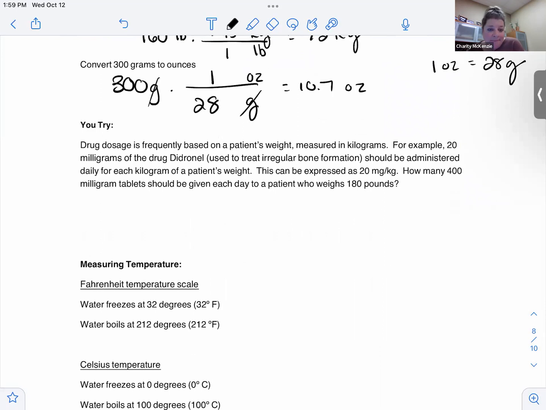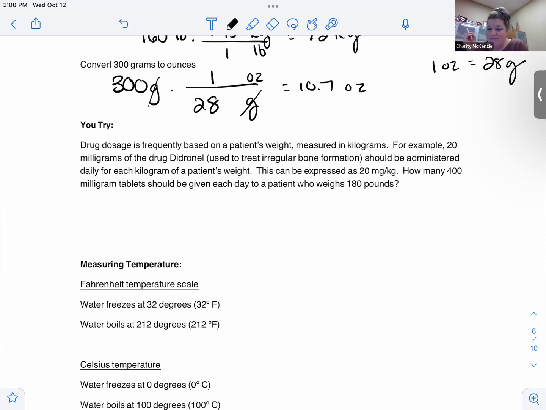Drug dose is frequently based on a patient's weight, measured in kilograms. For example, 20 milligrams of the drug Digerol, used to treat irregular bone formation, should be administered daily for each kilogram of the patient's weight. This can be expressed as 20 milligrams per kilogram. How many 400 milligram tablets should be given each day for a patient who weighs 180 pounds?